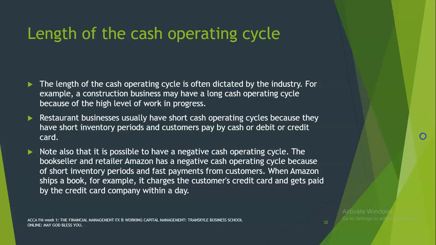Note also that it is possible to have a negative cash operating cycle. Why should we have a negative cash operating cycle? The bookseller and retailer Amazon has a negative cash operating cycle because of short inventory periods and fast payments from customers. When Amazon ships a book, for example, it charges the customer's credit card and gets paid by the credit card company within a day. So by the end of the day, they are having what is called a negative cash operating cycle.